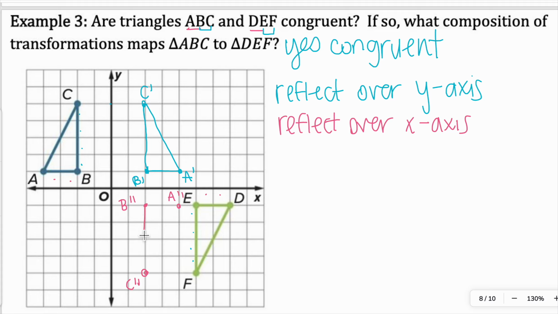And then I'm pretty much very close to getting ABC mapping onto DEF. All I have to do now is translate it 3 units to the right. So I'm going to write translate 3, 0 with my vectors. Yes, there are other ways that you could have done this. Maybe you did a reflection over the x-axis and then a reflection over the y-axis. Both of those would work. So just thinking about how those connect.